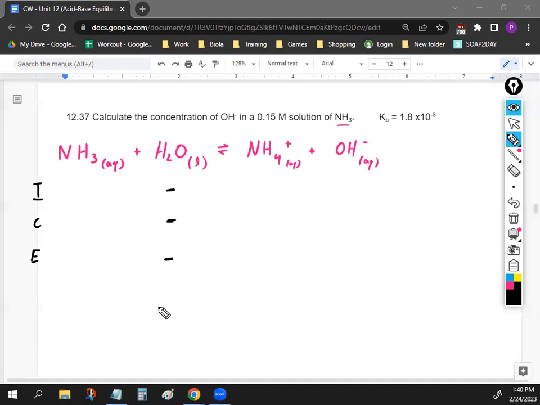All right, anyway. Pure liquid, so we can ignore it in terms of the ice table and equilibrium. Okay, let's plug in our values. What's your initial concentration of ammonia? Yeah, 0.15. And then what about the products? 0.